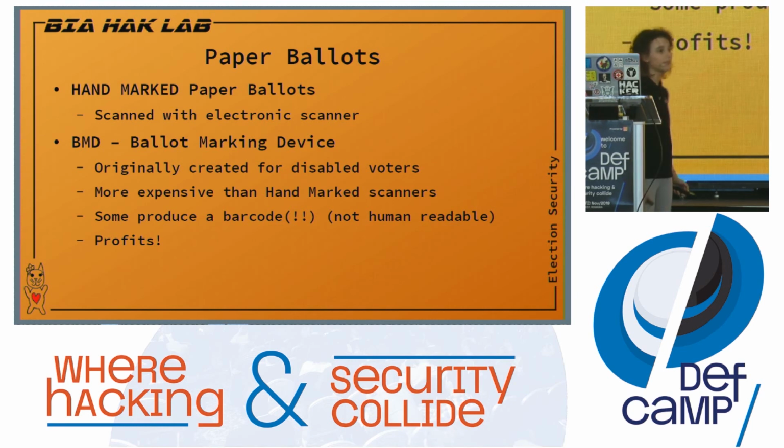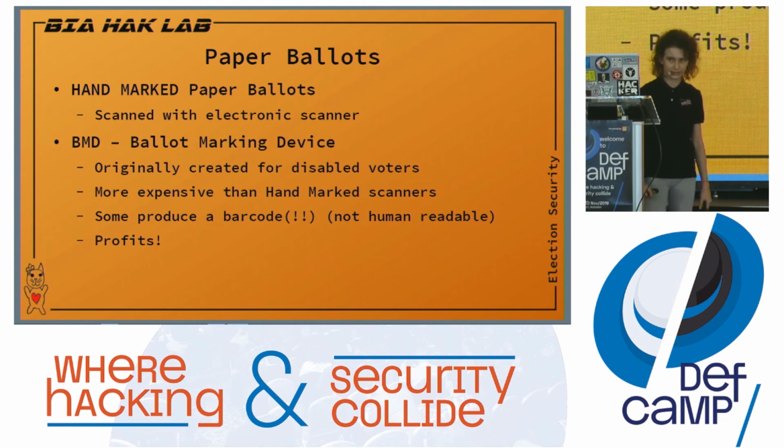Now, paper ballots. Another way to collect votes is with paper ballots. There are 2 types. Number 1, hand-marked paper ballots. This is the best, most secure option. These are marked by the voter themselves, then scanned with an electronic scanner or counted by hand.